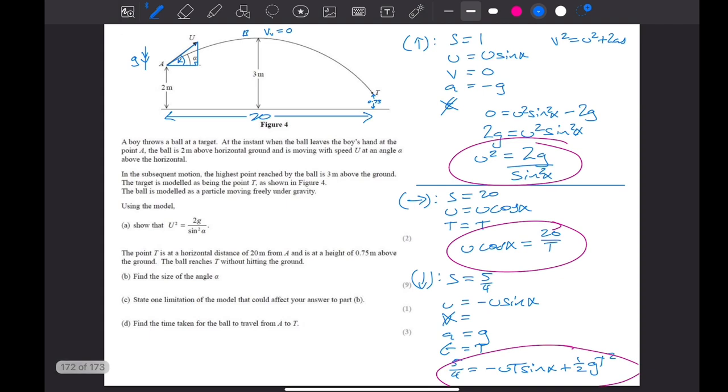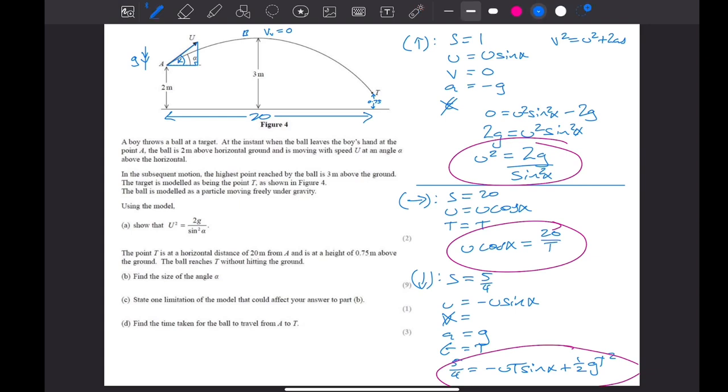For C, state one limitation of the model that could affect your answer to part B. If you look through, we've got no air resistance, so that could be one of them. We've also modeled the ball as a particle, so that's going to be a limitation. We've got no spin as well. The ball doesn't spin at all, so it doesn't have any change in its motion via spin.